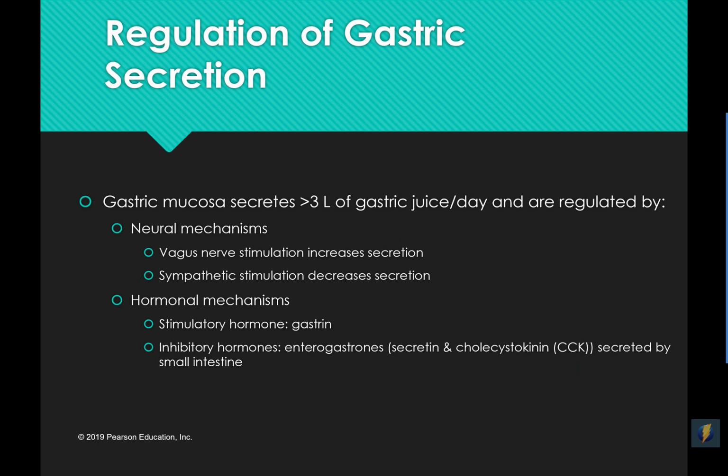Typically, you produce about 3 liters of gastric juice per day. It is controlled via the autonomic nervous system and then some hormones. So sympathetic stimulation is going to decrease and inhibit the production of gastric juices. Parasympathetic stimulation is going to increase the secretion of our gastric juices. The hormone that is stimulatory to the production of gastric juices is called gastrin. And then the inhibitory hormones are called enterogastrones. There are 2 of them, secretin and something called CCK, which are made by the small intestine.